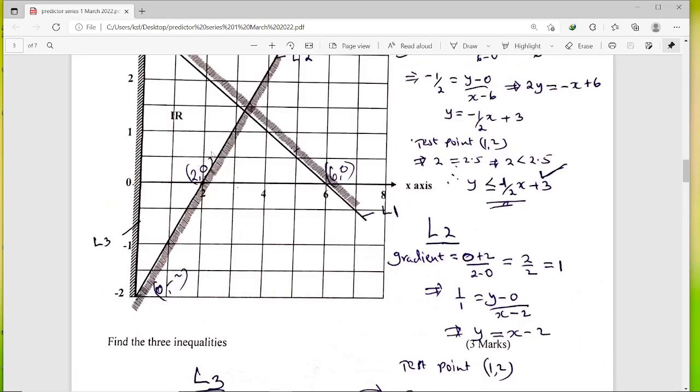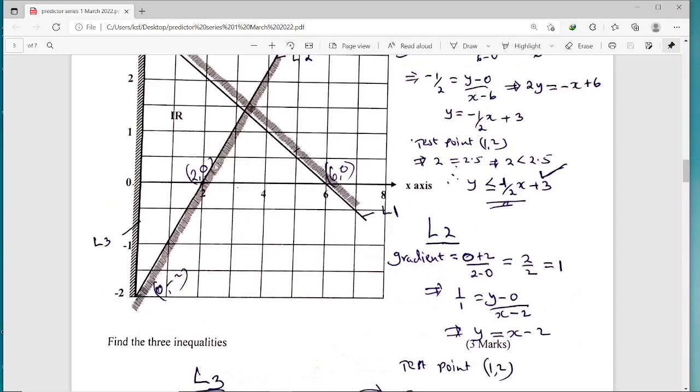So if I use this one and this one, if I start from here, I'll say the gradient is, I start from here, it will be 0 minus 2. So it is the same as 0 plus 2. Even if I started from this point to that, I'll still get the same gradient. So positive 2 all over, I started from here, 2 minus 0 is 2. 2 over 2 is 1.